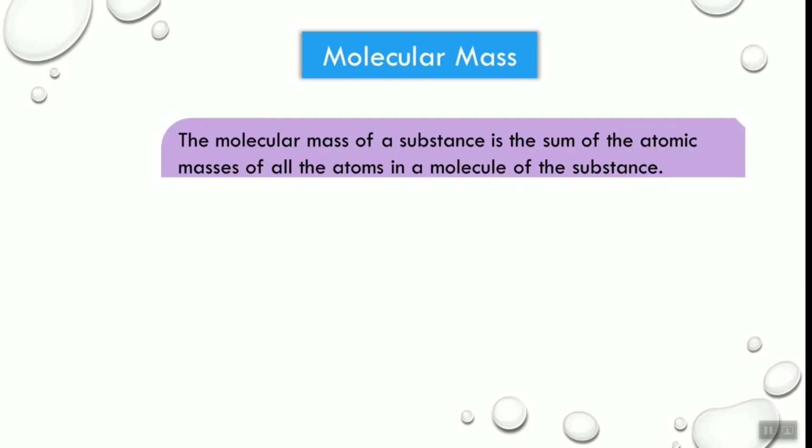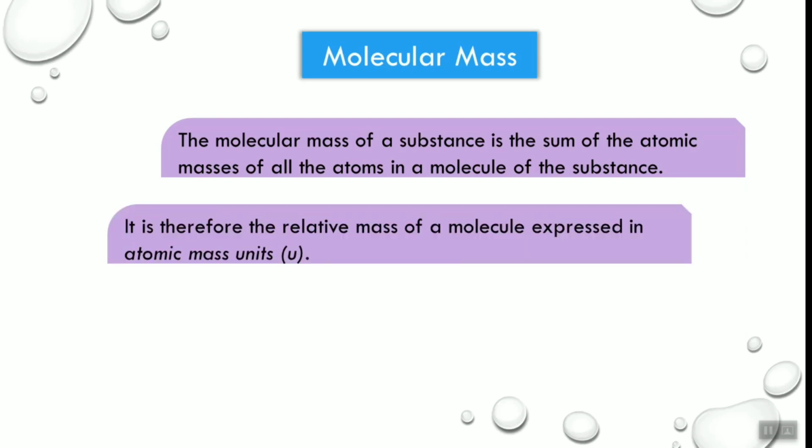What is molecular mass? The molecular mass of a substance is the sum of atomic masses of all the atoms in a molecule of the substance. It is therefore the relative mass of a molecule expressed in the atomic mass unit, that is small u.